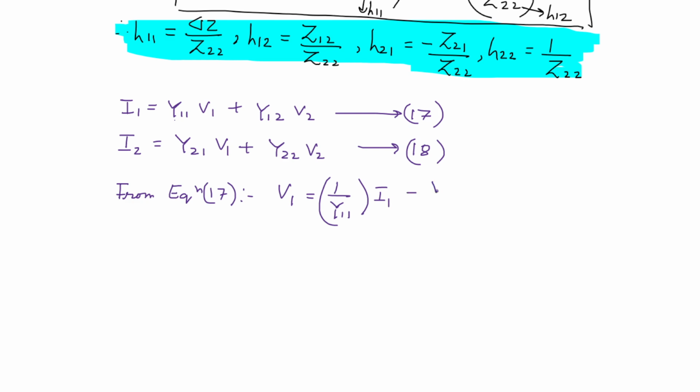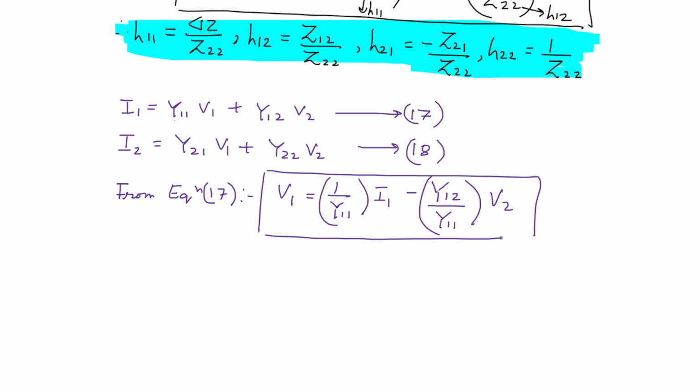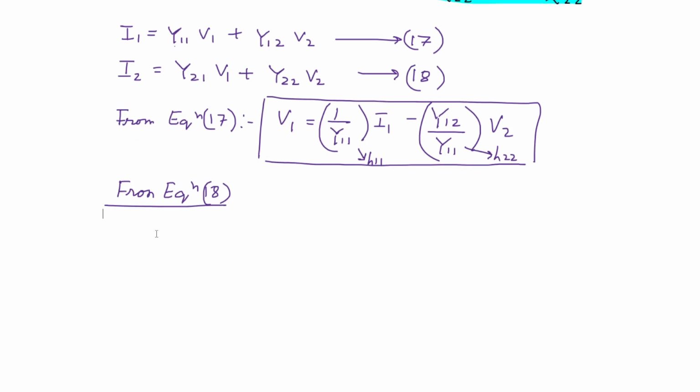minus Y12 by Y11 into V2. So if you compare, you can understand V1 is equal to H11 I1, that means it must be H11, plus H12 V2. So this must be H22. So from equation 18 we can write, please substitute the value of V1 in equation 17.